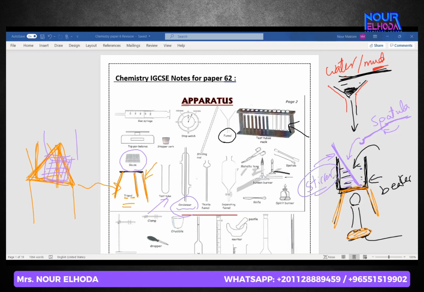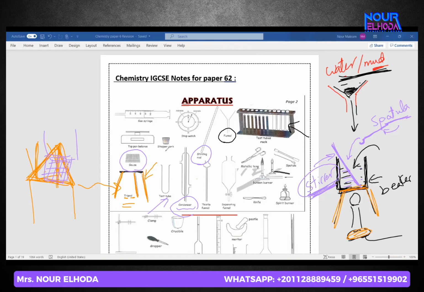It's not written in the mark scheme. Either you can say stirrer or you can say stirring rod. But stirrer only, it's wrong. The glass rod is wrong. So either you are going to say stirring rod, that's correct, or you can say stirrer. What else do I usually use?